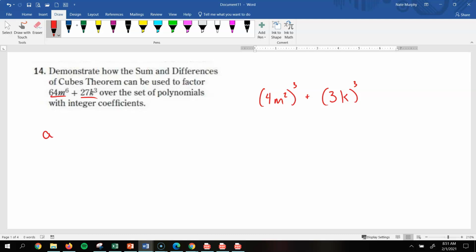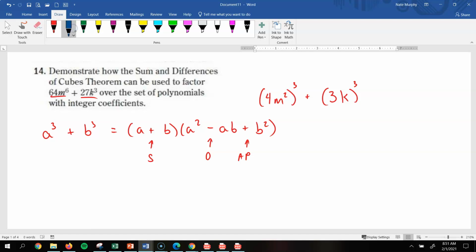Well, remember we have our rule. When we have a cubed plus b cubed, that factors down to be a plus b, and then we would square whatever a is, then it would be minus a times b plus b squared. And the way that we get our signs here is with that SOAP acronym. So we'd have the same sign, then the opposite sign, then always positive. So let's apply that rule now to this problem.